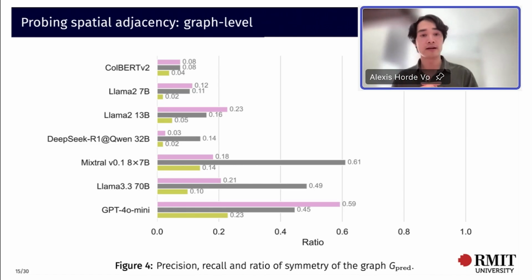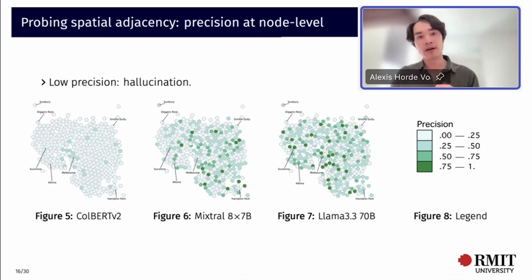Recall is equally low. In terms of symmetry, if language models were perfect knowledge bases, we would expect that knowing A's neighbor is B, B would know that its neighbor is A. But the score of symmetry is extremely low, which is a sign of unbalanced or biased models for spatial information.